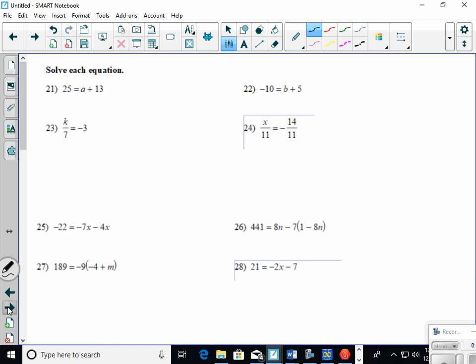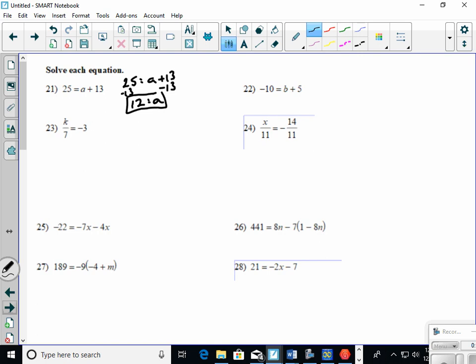All right, 21. We're still solving equations, but this time we've got numbers. It's not just all letters. So trying to get the a by itself. So 25 equals a plus 13. Subtract the 13 from both sides. And a is going to be 12.